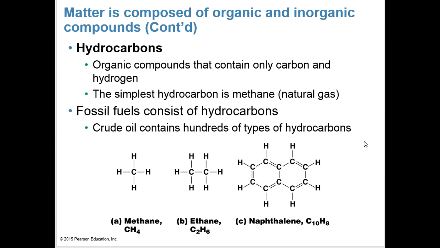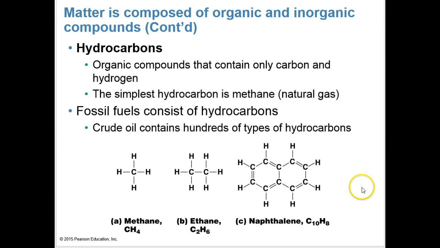Hydrocarbons are organic compounds that contain only carbon and hydrogen. They could be as simple as methane, which is CH4, ethane, which has 2 carbons in a chain, or very long chains of carbons and hydrogens. Fossil fuels consist of hydrocarbons. Things like crude oil contain hundreds of types of hydrocarbons.